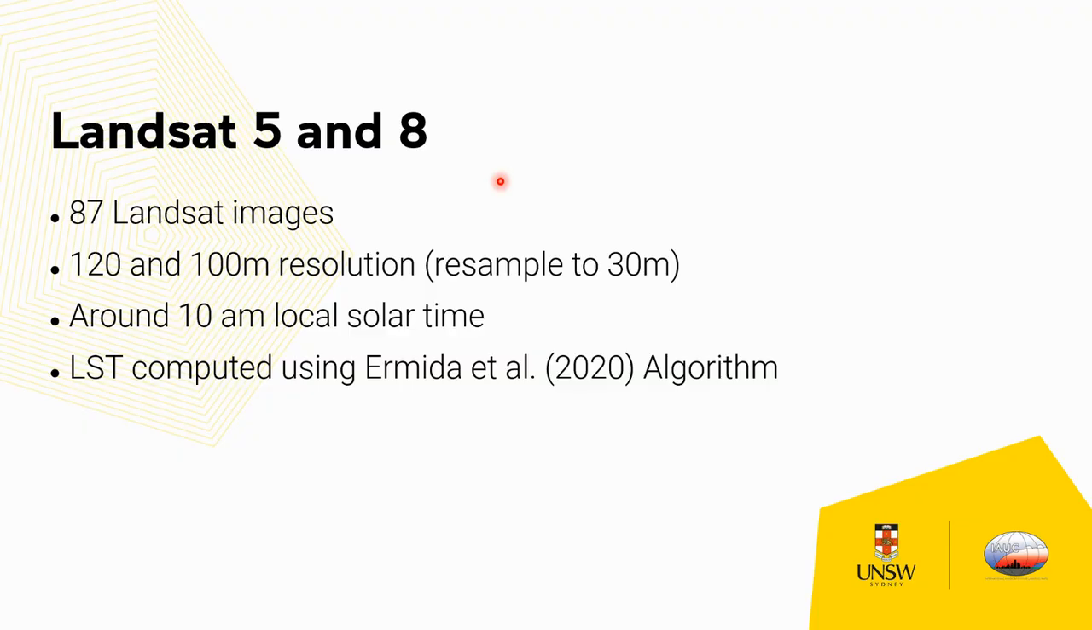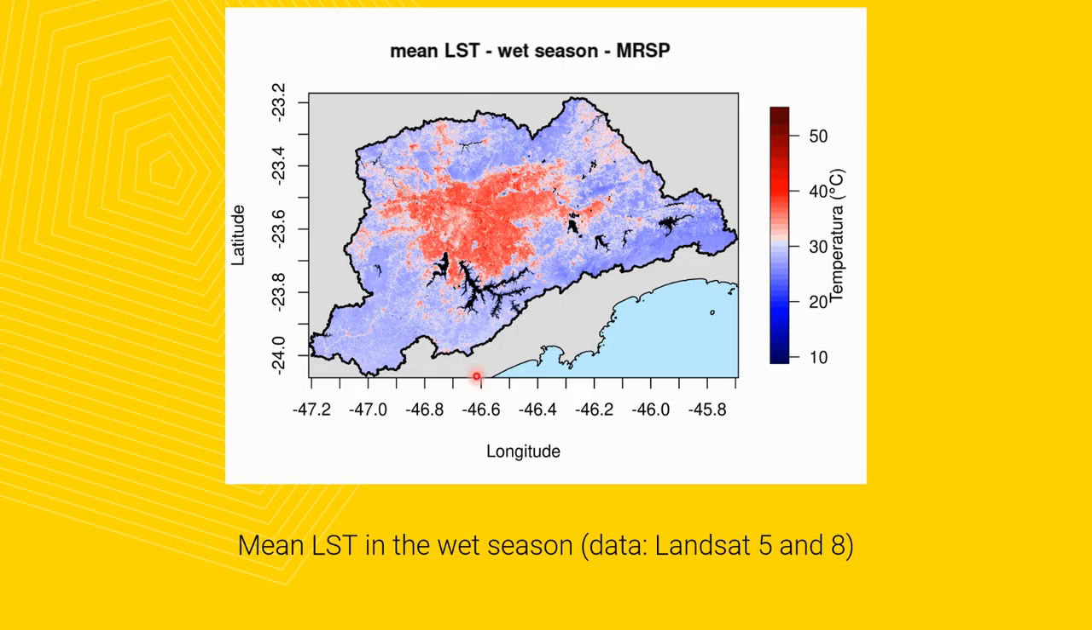The Landsat data summed up to 87 images that I used. The resolution was resampled to 40 meters. It passed around 10 a.m. local solar time, and LST was computed using the Ermida algorithm. Here is an image just for illustration of the mean surface temperature in the wet season. I won't get into details on how I made this image. It's just for illustration. It will be another work I made.